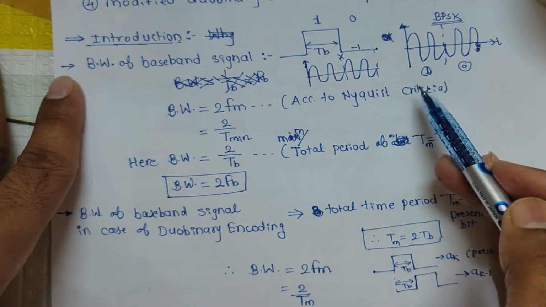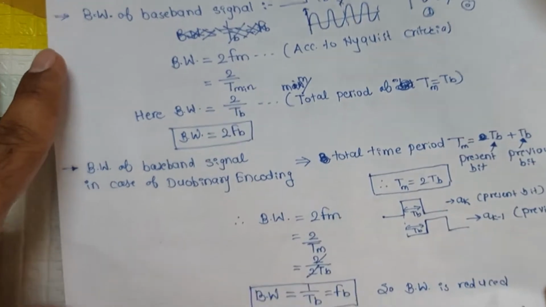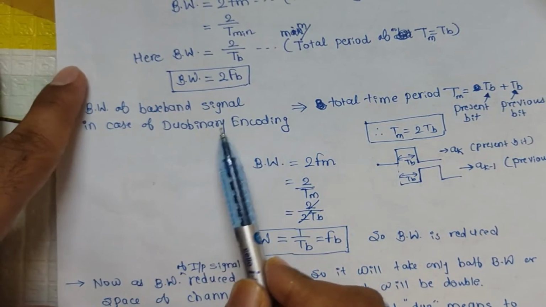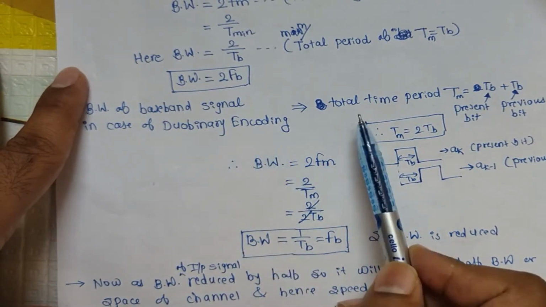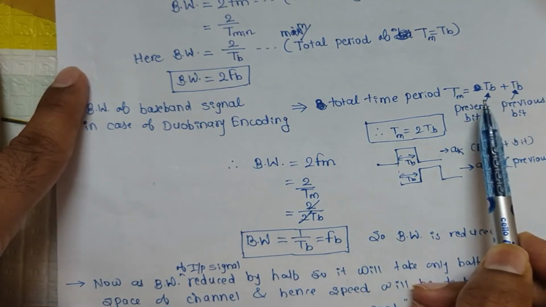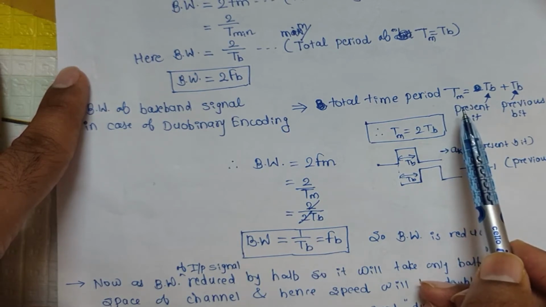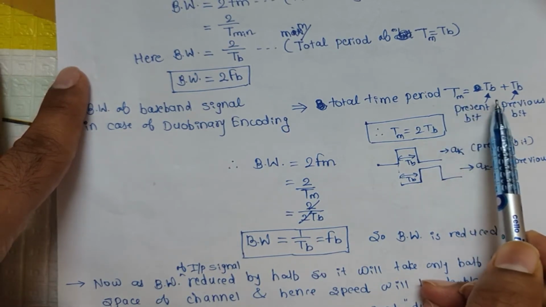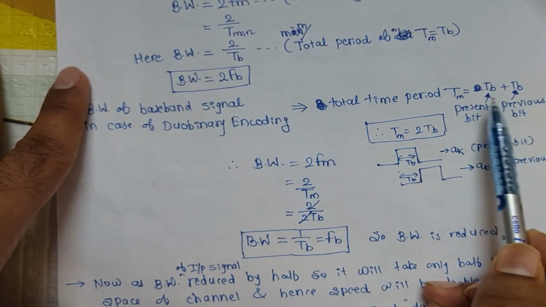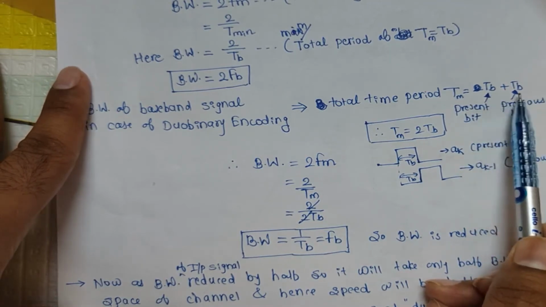Now let us look at the dependent sequence, or the correlated sequence. So how do we find the bandwidth of that correlated sequence? Suppose we consider the bandwidth of the baseband signal in the case of duobinary encoding. In duobinary encoding, as the sequence is a correlated sequence, it is a dependent sequence. So it will depend not just on the present bit, but also on the previous bit generated.